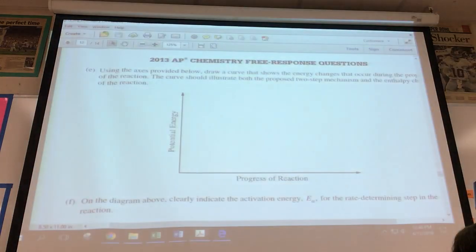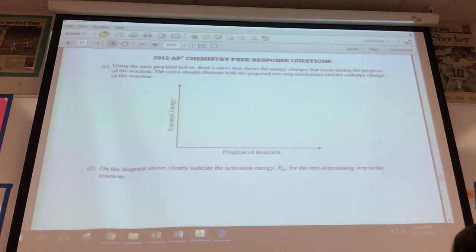Okay, the other part of the question here, I'm going to have to go a little smaller so you can see it. It says, using the axes provided, draw a curve that shows the energy changes that occur during the progress of the reaction. The curve should illustrate both the two-step mechanism and the enthalpy change of the reaction. You also want to indicate the activation energy.